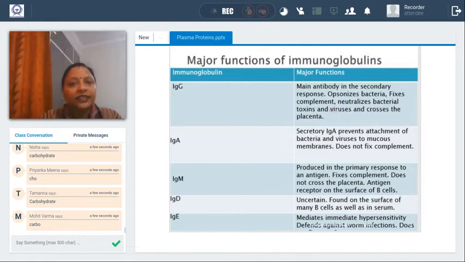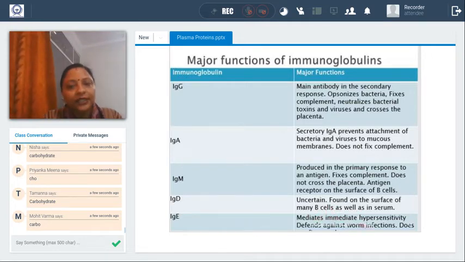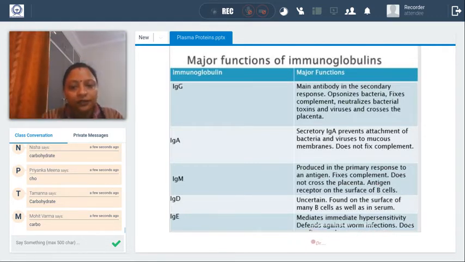IgG: secondary response, opsonizes bacteria, fixes complement, neutralizes bacterial toxins and viruses, crosses the placenta. IgA: secretory, prevents attachment of bacteria and viruses to the mucous membranes. Then IgM: primary response to an antigen, fixes complement. IgD is found on the surface of many B cells. IgE mediates immediate hypersensitivity, defense against worm infections, and is important in various allergic conditions.